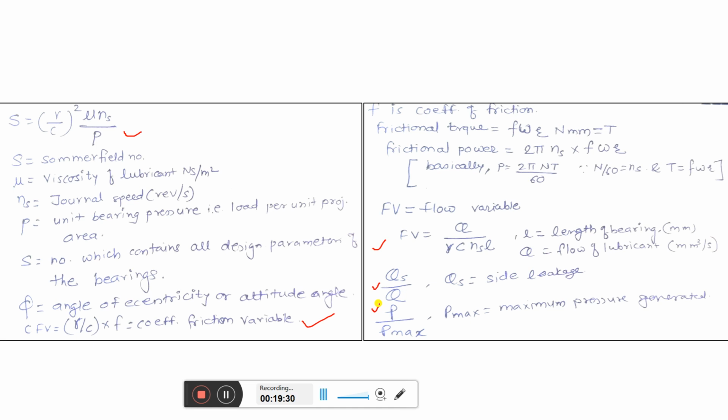Along with this we have also seen some formulas related to calculation of torque, frictional torque, and how much power is lost in the friction. So these two additional things we have seen. So dimensionless numbers are over. Now how are these dimensionless numbers used? For that, I will show the dimensionless performance parameters for a full journal bearing with side flow.